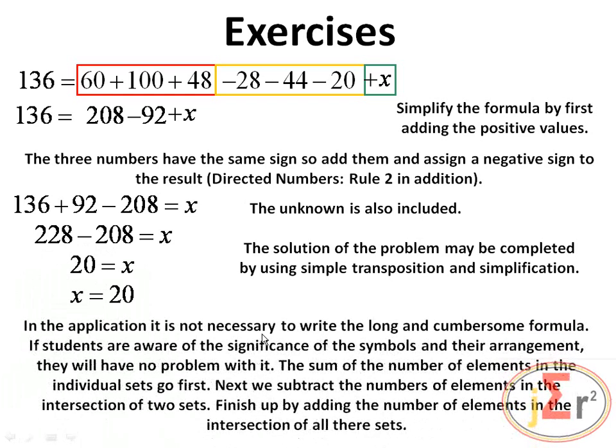In the application, it is not necessary to write the long and cumbersome formula. If students are aware of the significance of the symbols and their arrangement, they will have no problem with it. The sum of the number of elements in the individual sets go first. Next, we subtract the number of elements in the intersection of two sets. And we finish up by adding the number of elements in the intersection of all three sets.